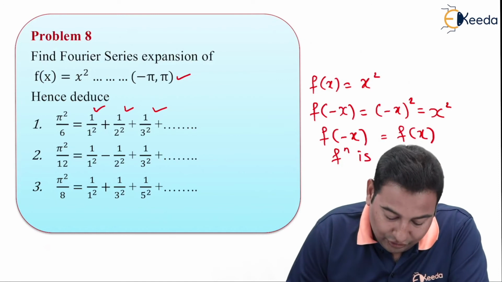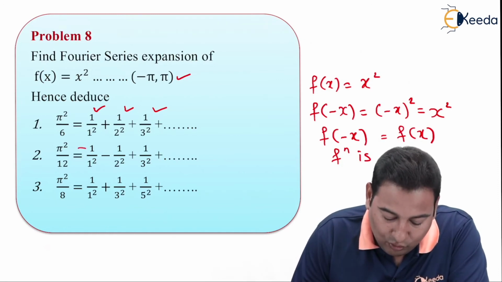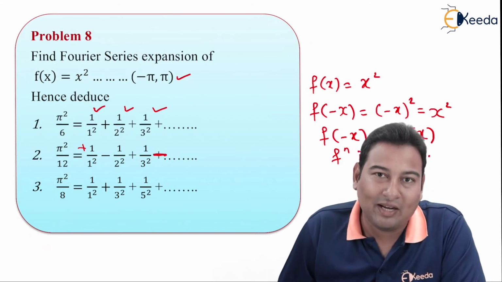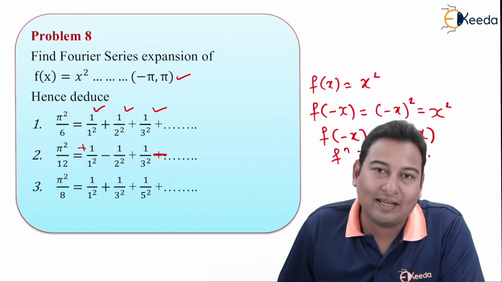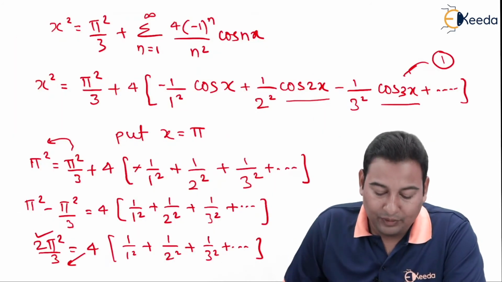In the next deduction, we want alternate plus minus signs. The first is plus, then we have minus, then it is plus, then we have minus and so on. We want alternate plus minus. Let's check how we can get it from equation number 1. This is equation number 1.